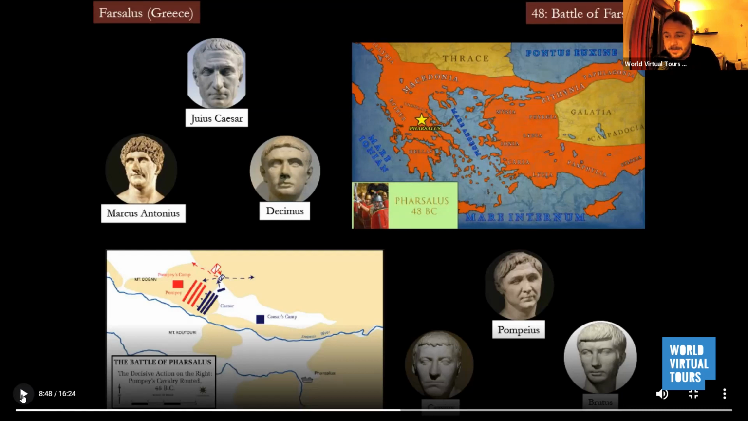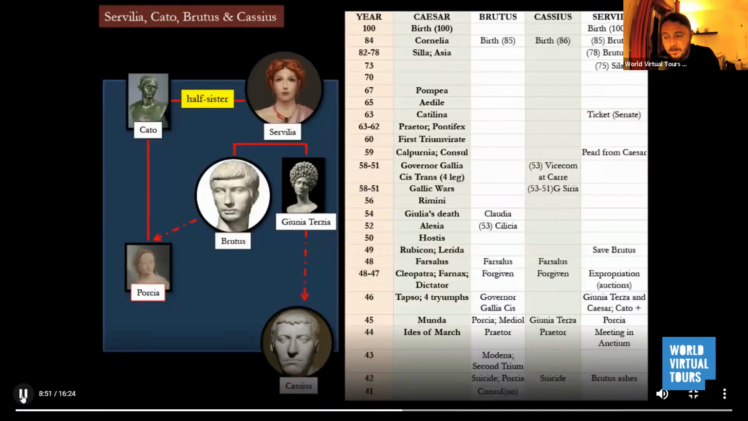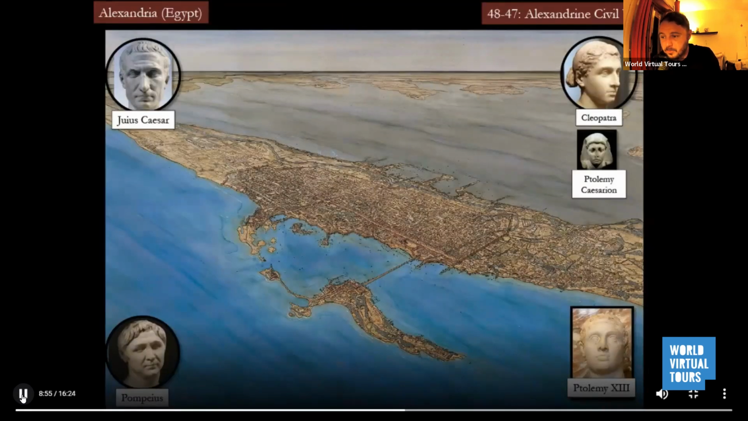But now Caesar was looking at another priority. Pompey was still alive. His enemy number one, public enemy number one, was still alive. And now he has to go there. You see the picture of Servilia here. He has to find him and kill him. He knew that Pompey escaped to Egypt. Now, it's too long to explain why Pompey escaped to Egypt.